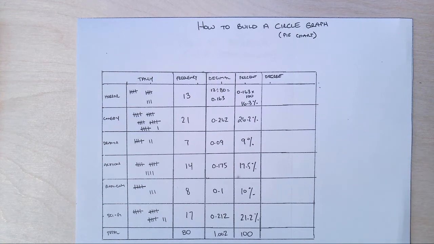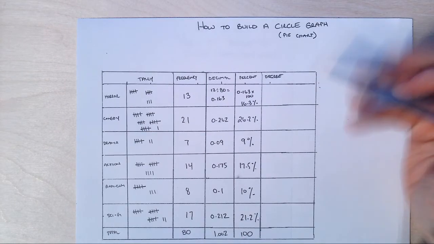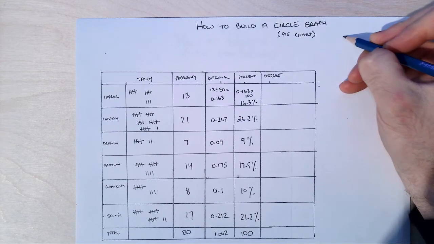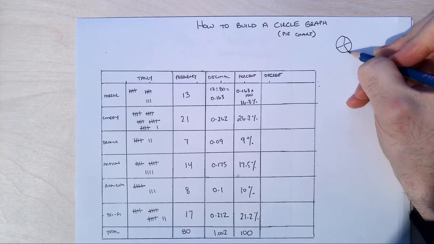In this video, I'm going to show you how to build a circle graph. A circle graph is sometimes known as a pie chart. It's the one that looks like a circle and has different slices in it. So we're going to learn how to build one of those accurately.